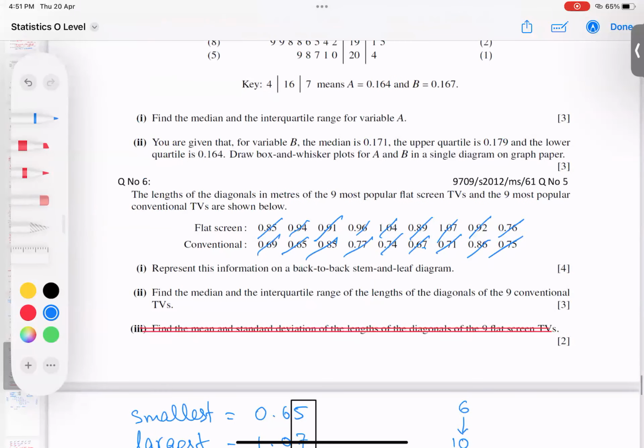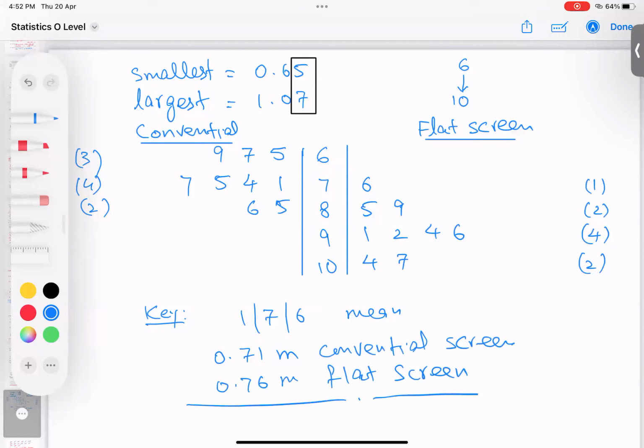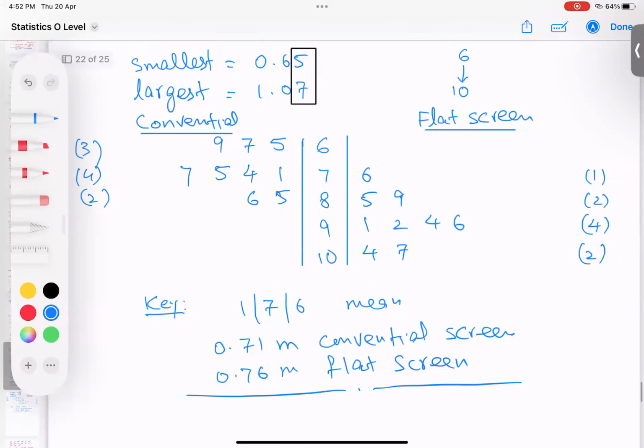Let me see. Did he mention any scale here or unit? One minute. Yeah, meters. He said meters. So 0.71 meters, and this is from the left side, so conventional screen. And I believe that's clear. And in the same way, what about this, students? 0.76 meters flat screen. And I believe now you're feeling much easier as compared to before. So the first part is completely done. Part one is over.